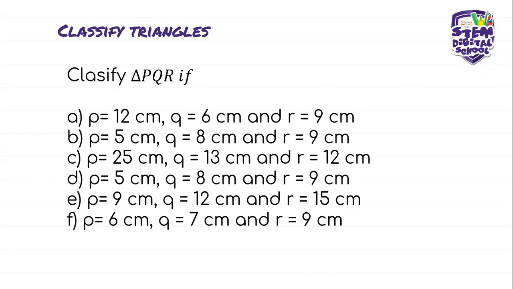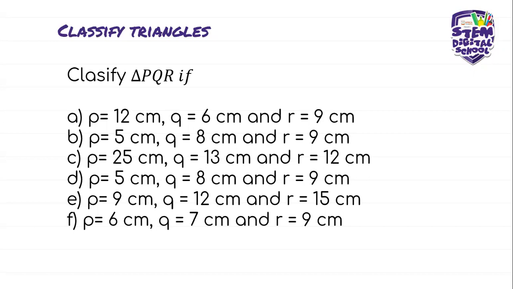So I'm going to demonstrate. Let me take one as an example. Let me use A as an example so that you can see what is it that is required. Let's take A. So in A, you can tell now that we have got 3 sides of the triangle, and then P is equal to 12 centimeters, followed by Q, which is 6 centimeters, and the last one is R, which is now 9 centimeters.